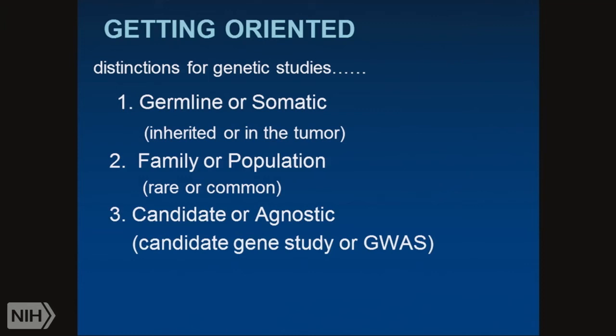Okay, so I'm not going to go into the details of genetic studies, but there are studies that focus on germline, and there are studies that focus on tumor tissue, and there are family and population studies, and there are studies that look at everything, agnostic studies, and there are studies that look at specific candidate genes.